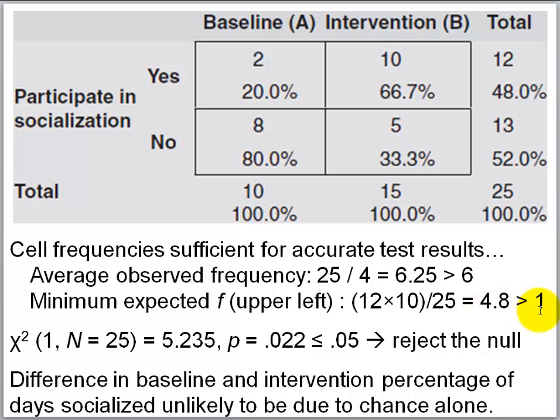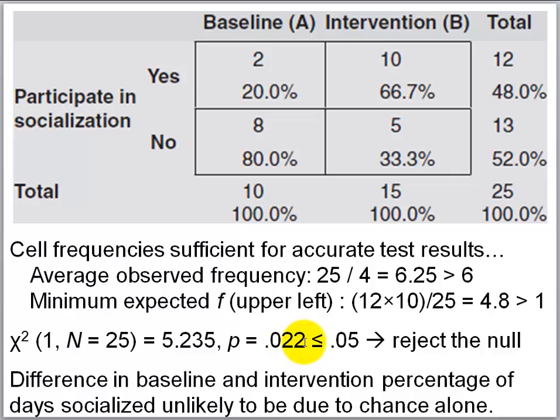So we can go ahead and carry out our chi-square test, and the chi-square test results here are presented in the form that they would appear in a journal article. So chi-square with 1 degree of freedom. The degrees of freedom are the number of rows minus 1 times the number of columns minus 1. The row size is 2, the column size is 2, so 2 minus 1 times 2 minus 1, 1 times 1 equals 1, sample size of 25. The chi-square is 5.235.